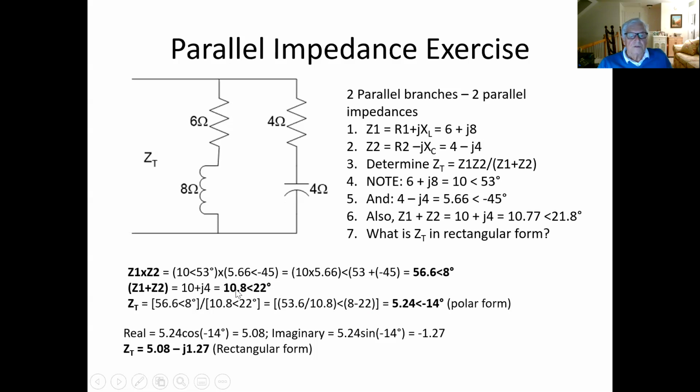Since Z1 plus Z2 is that in polar form, now to get the total, we take this number divided into that number to get the polar form number. And we can convert that to a real and an imaginary part, getting us back to rectangular form, 5.08 minus j1.27. All right.